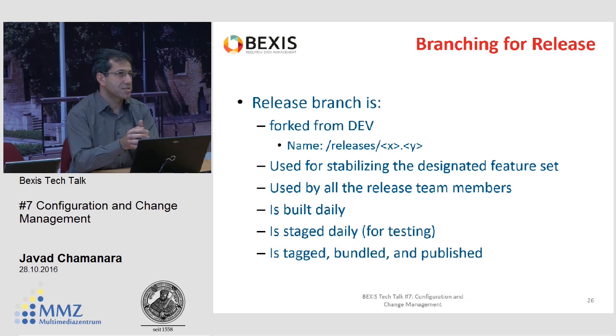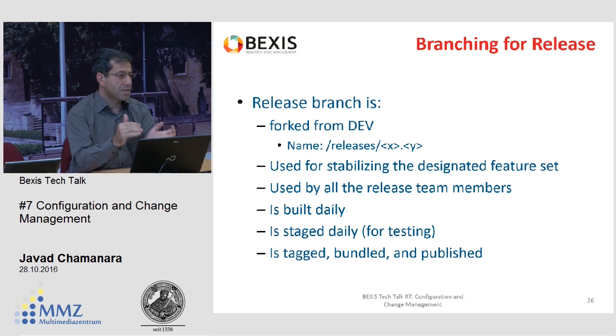Then we use this branch to stabilize the feature set that is inside the release, which means that we don't add new features to the releases. We just stabilize whatever is inside them. If there is a new feature, it should go to the module. From there it should be developed and then go to the development branch and later go to the next release.